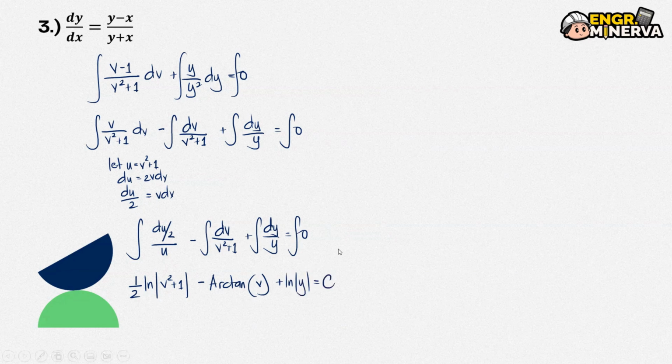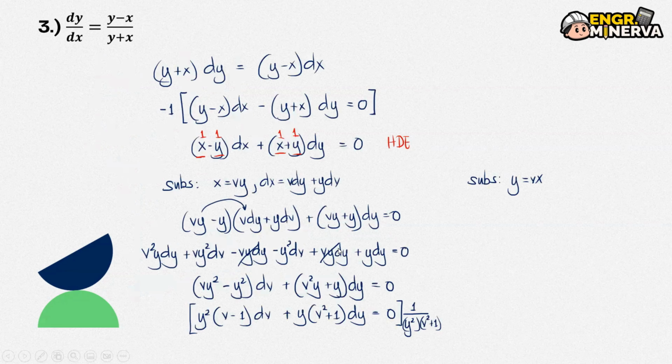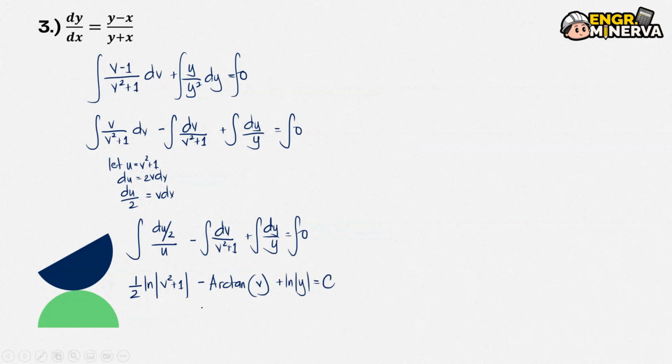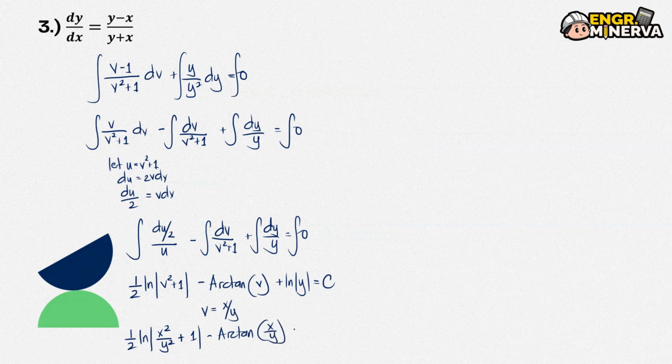But again, we will substitute back our v, that would be x over y. So our final answer is 1 half ln of x squared over y squared plus 1 minus arctan of x over y plus ln of y equals c. So that is our final answer.